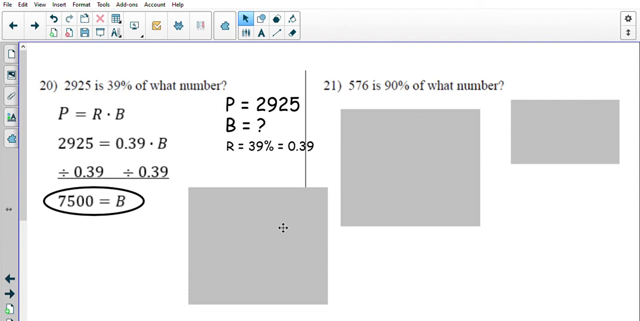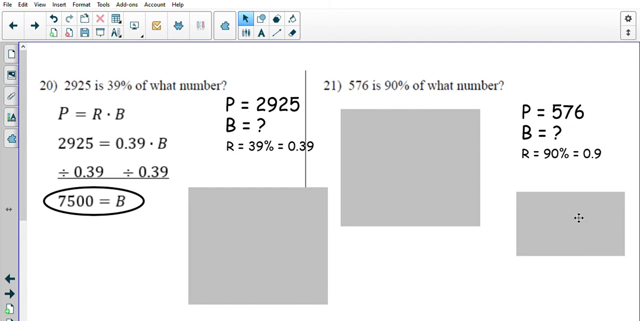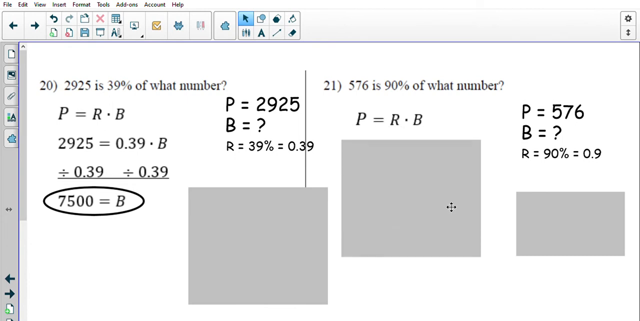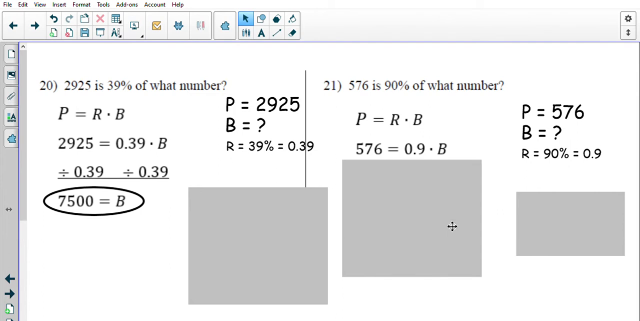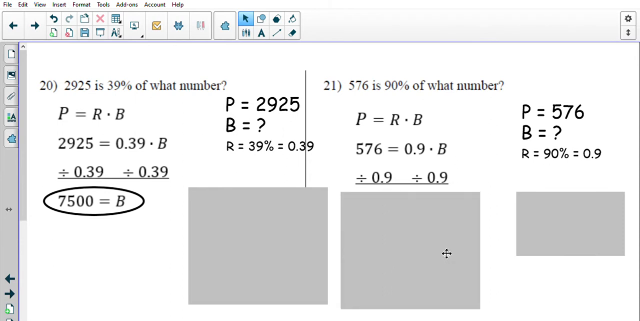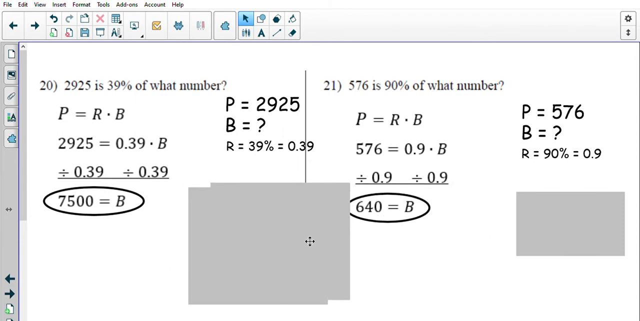Number 21, 576 is 90% of what number? My part is 576, my base is my unknown, R is 90% or 0.9. Watch how you write that as a decimal. So for P equals R times B, we'll have 576 equals 0.9 times B. Divide both sides by 0.9. Your base will be 640.